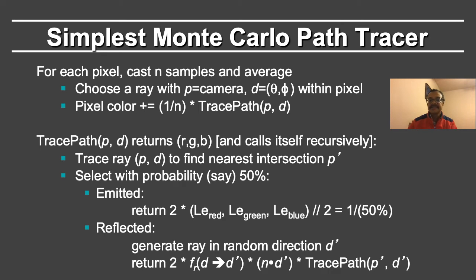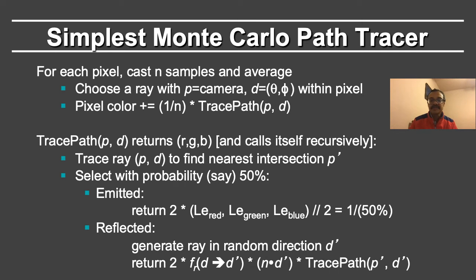Once it finds an intersection, let's say it selects with probability 50% going to the emitted and 50% the reflected. For the emitted, you return twice the emissive radiance. Notice that the probability of being emissive is 1/2. In order to find a proper unbiased estimator for Monte Carlo, you need to divide by this probability, and hence you multiply by a factor of 2. Similarly, you multiply by a factor of 2 in reflected.